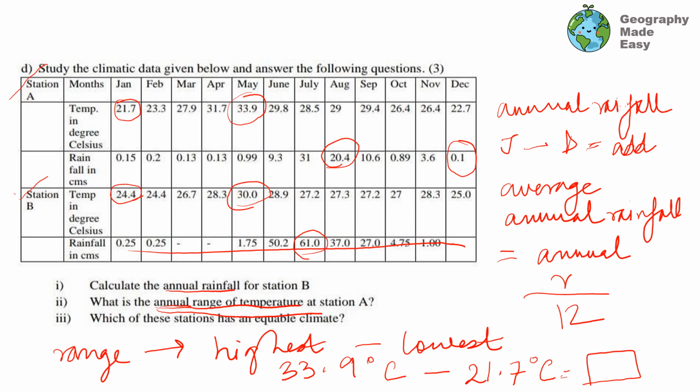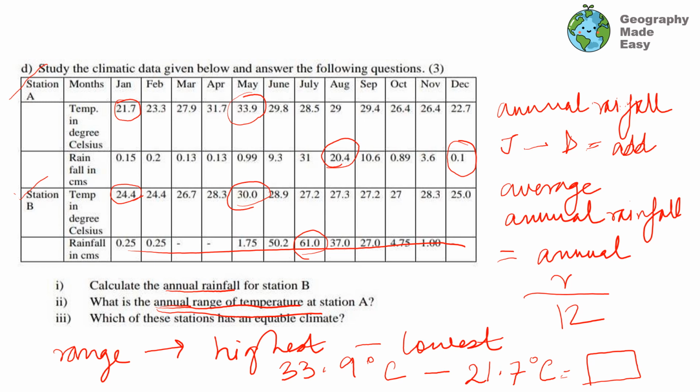If the range is very low, then the place is experiencing maritime type of climate or very mild Mediterranean type of climate. If the range is very high, then the place is experiencing continental type of climate. So if you're given two stations and if you're told to write down the reason, you can easily do so with the help of this kind of data.